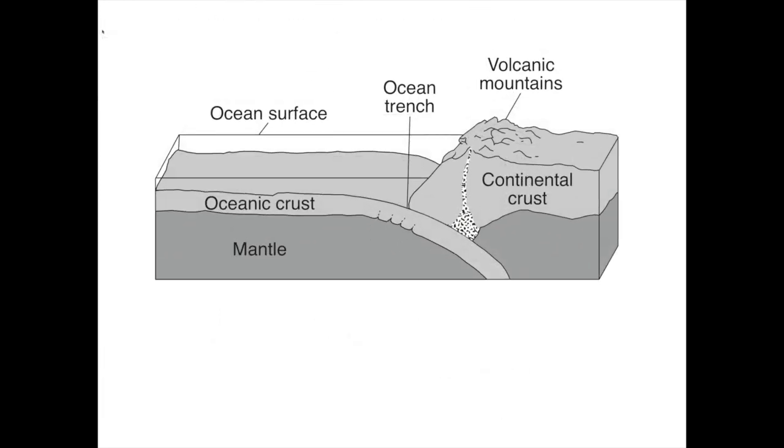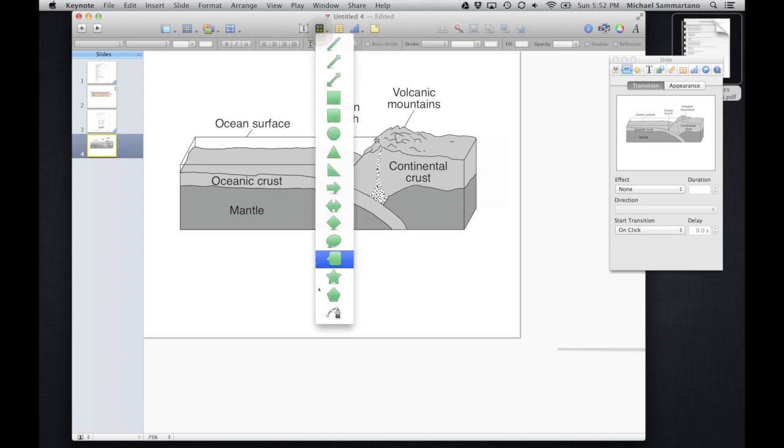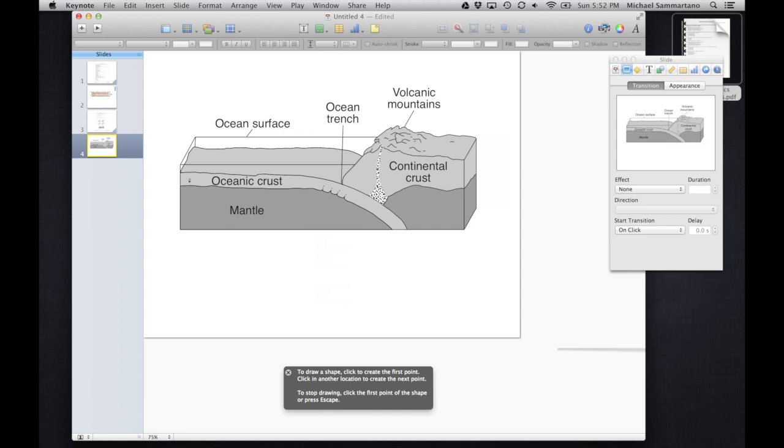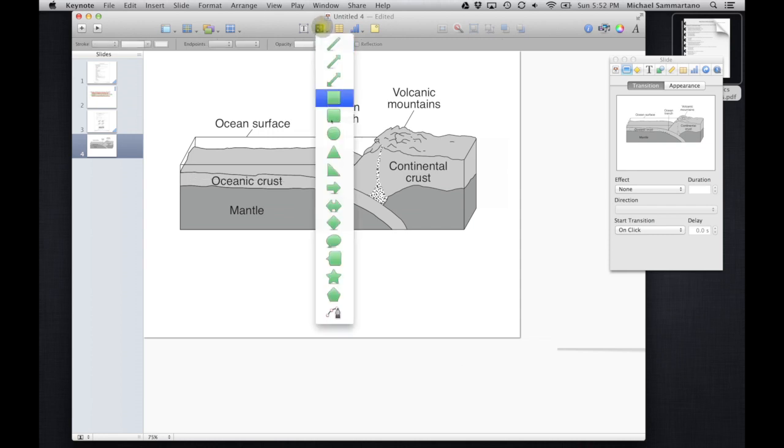And now I could do all sorts of neat stuff here. Like, let's say I wanted to show that this piece of oceanic crust is sinking under this continental crust. What I could do is add a nice curving arrow like this, using my arrow shape. Whoops. Sorry, that one didn't work out so well.